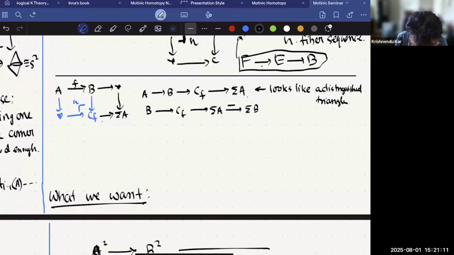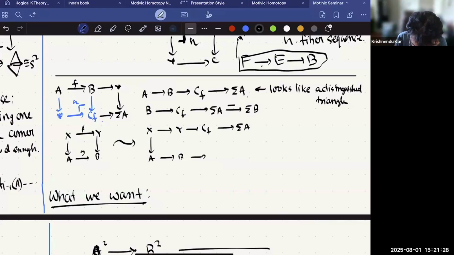Okay, let's write down that. If I have a commutative square like that, you can always extend this XY to CF to suspension of A. This is your A, this is your B, this is your F, G, C, G, suspension of B. And you can fill in this diagram like this. So the problem is, it looks like a triangle, but this is not a triangle because you can't shift back.